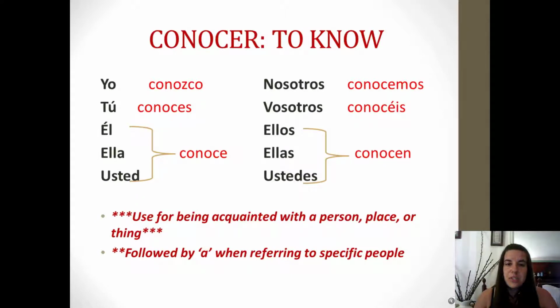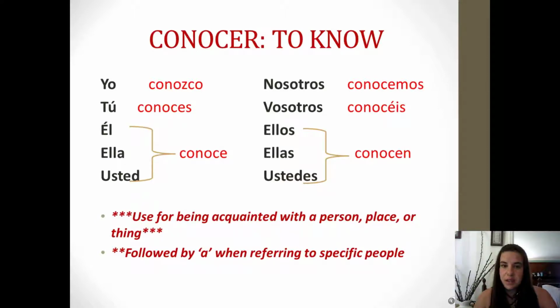You use conocer when you're talking about being acquainted with a person, place, or a thing. So when you're acquainted with a noun. A lot of times in my mind, I think of it as familiarity. Are you familiar with? Are you acquainted with? You can also use conocer to mean to meet somebody. But this lesson is using it for knowing, to know.